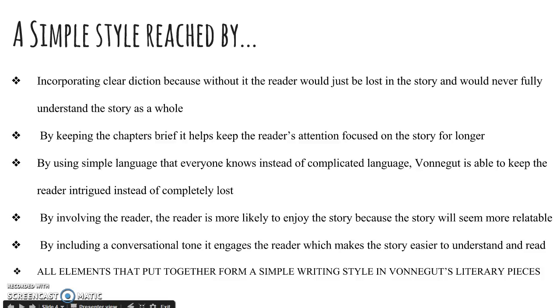Vonnegut reaches a simple writing style by incorporating clear diction, because without it the reader would just be lost in the story and would never fully comprehend the story as a whole. He also keeps the chapters brief, which helps keep the reader's attention focused on the story for longer, and they won't get bored. He also uses simple language that everyone knows instead of complicated language, so it keeps the reader intrigued instead of completely lost and wanting to give up.